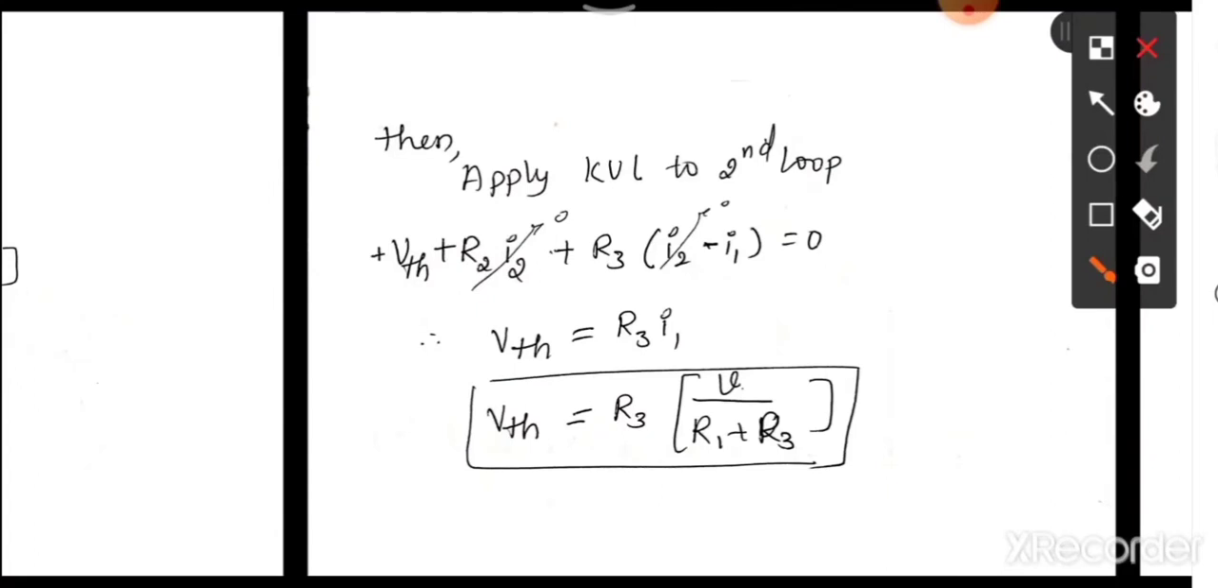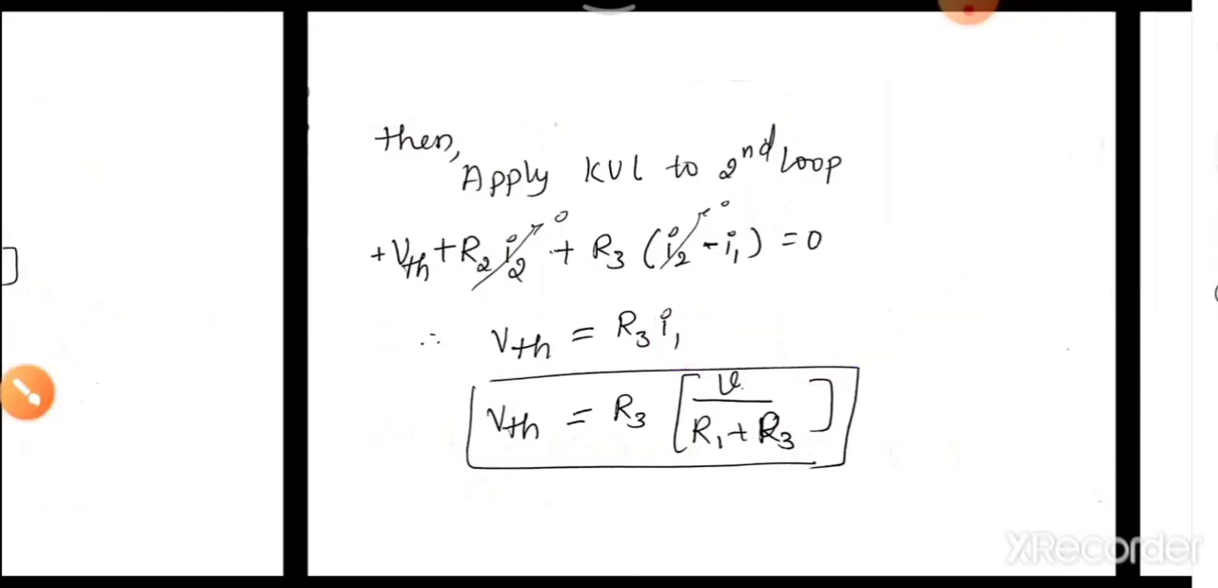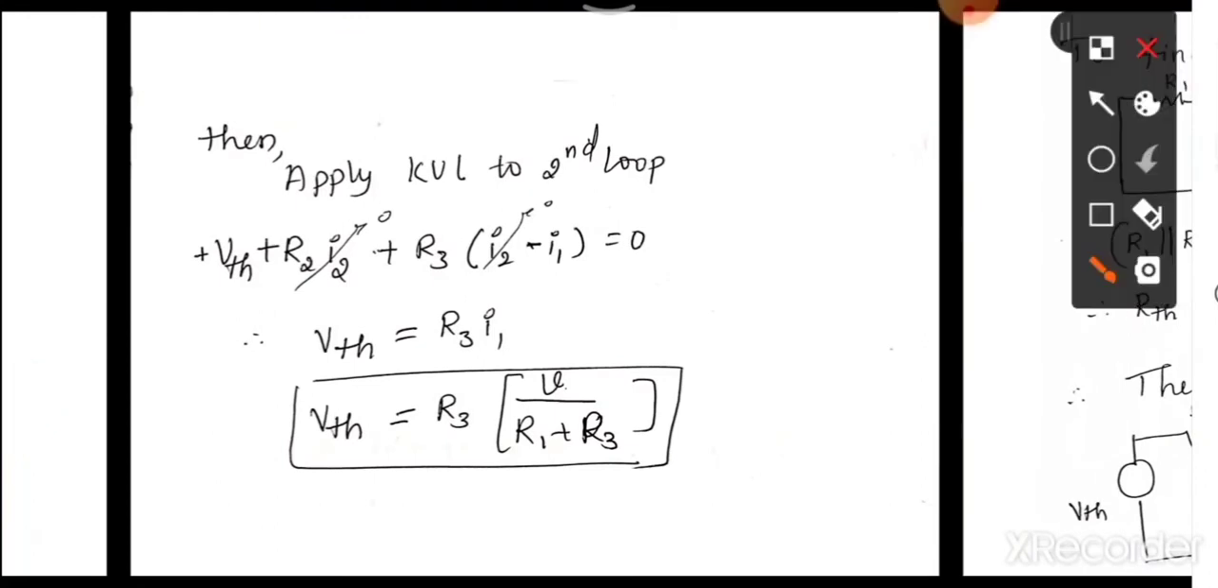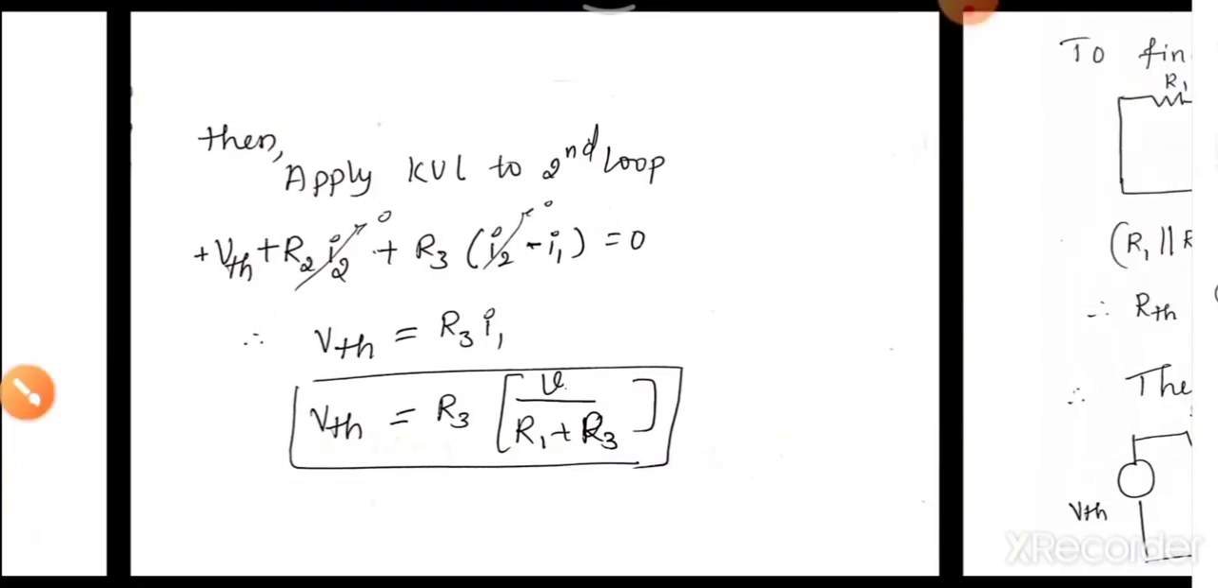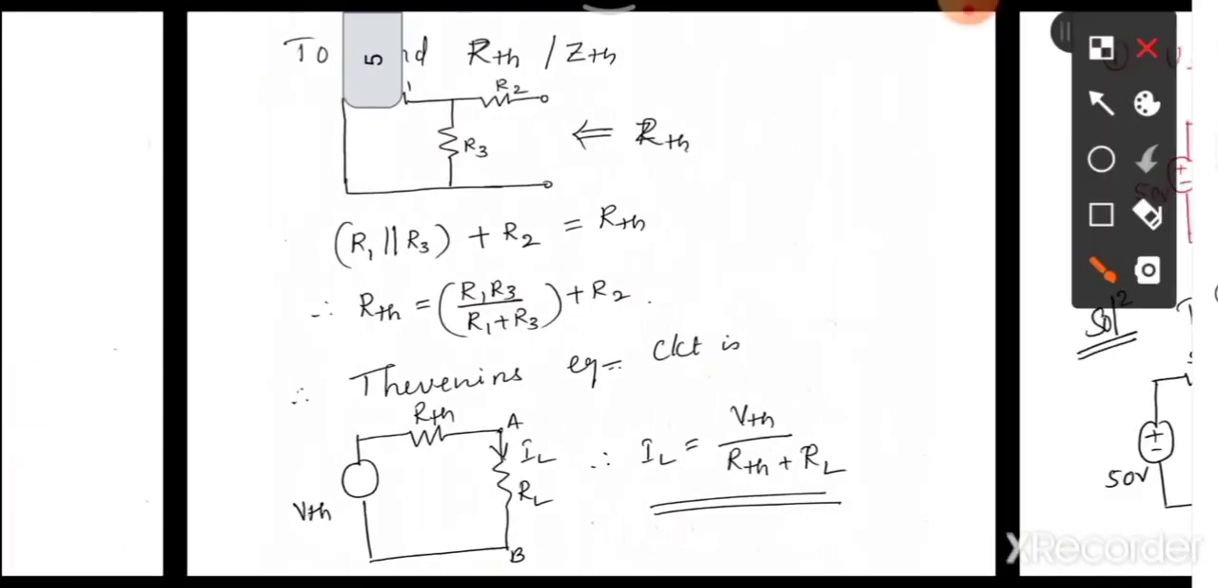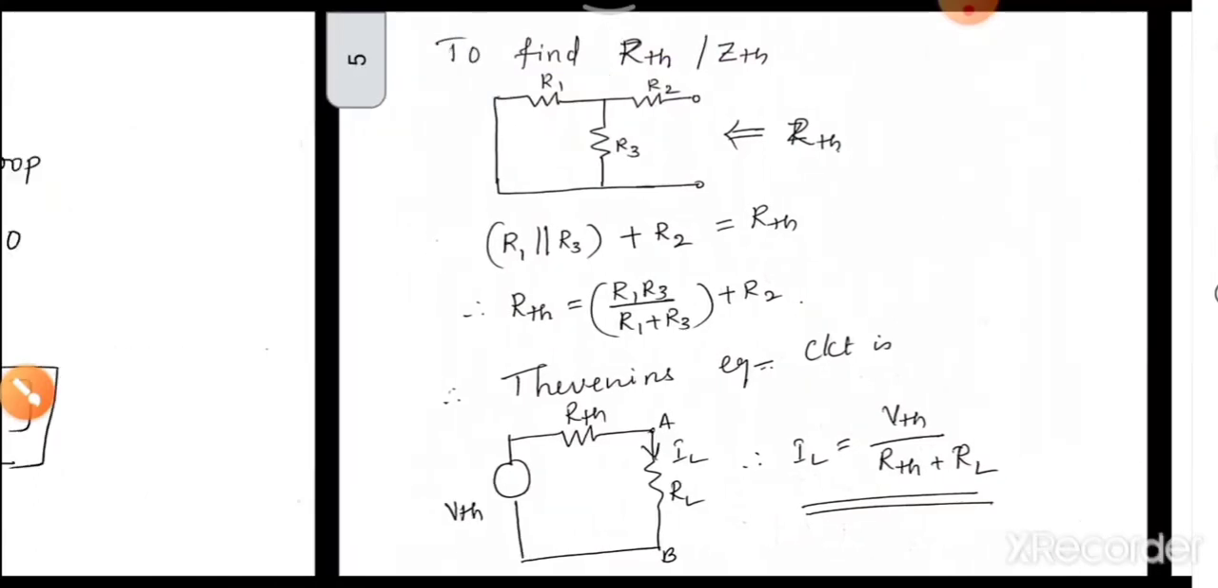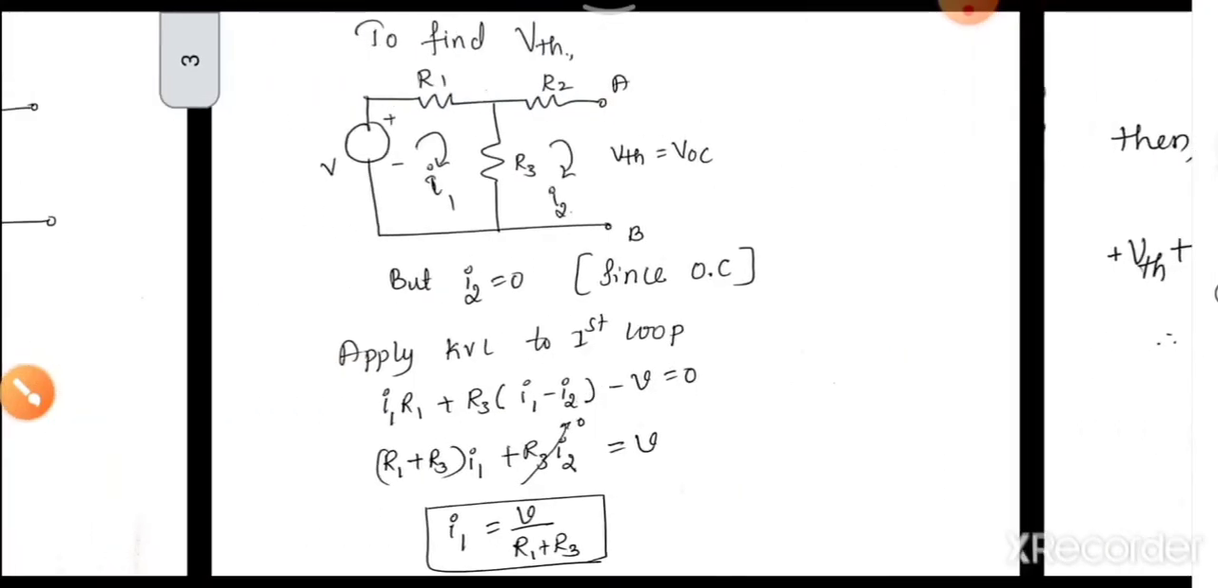Then we can say VTH is equal to R3 into I1, where we know I1, substitute the value: R3 into V divided by I1 plus R3. Okay, this is how we have calculated VTH. And next we are going to see how to find the ZTH, or you can say RTH. Okay, so what we have to do is find out the RTH in the circuit.